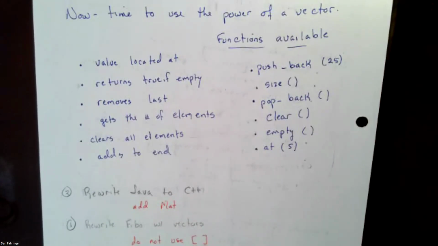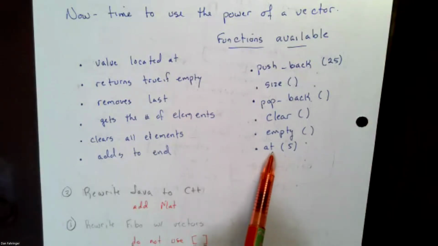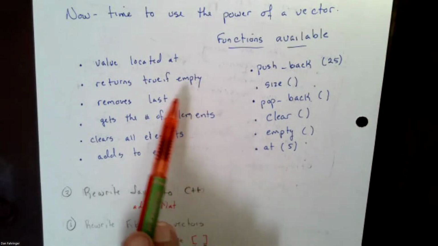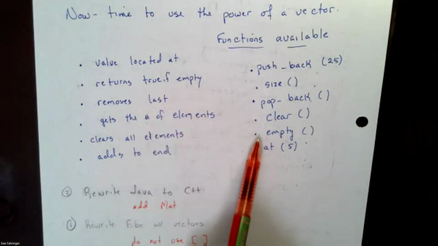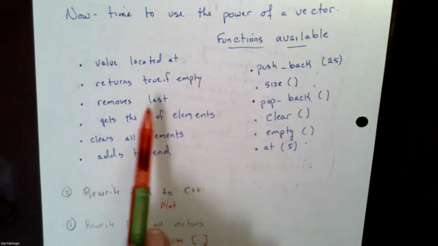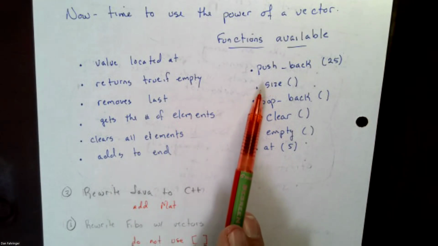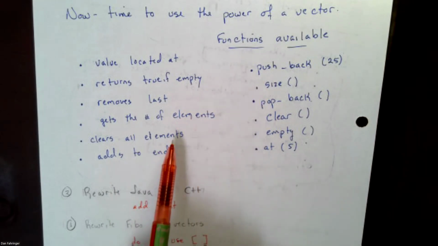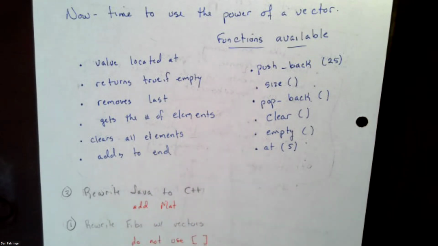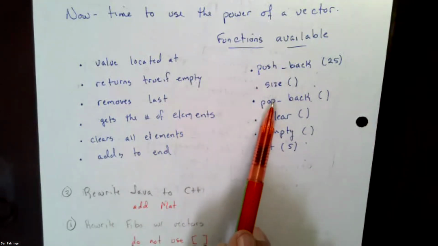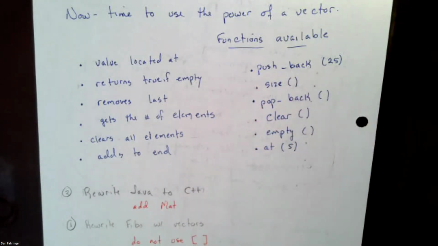Yeah, what do we got up here? Some functions. Again, value located at, oh, there it is. That's the first one. We have a dot at function. Returns true if empty. Well, that's dot empty. Removes the last one. Pop. Last in is the first out. Gets the number of items, size. This is like a little connect the dot game. Clears all elements. That's clear. Adds to the end. That's push back. Push back, pop back. Pushing a value. What do you think? All good?